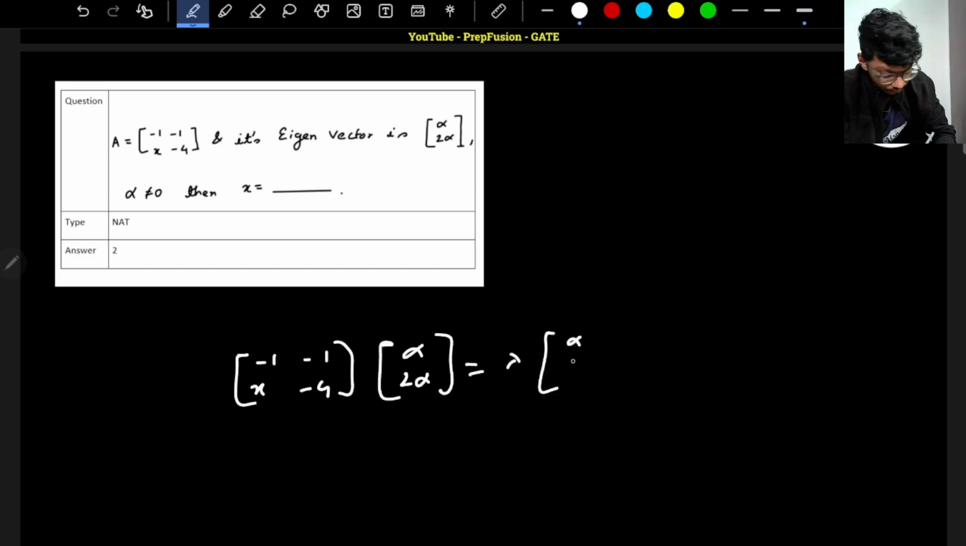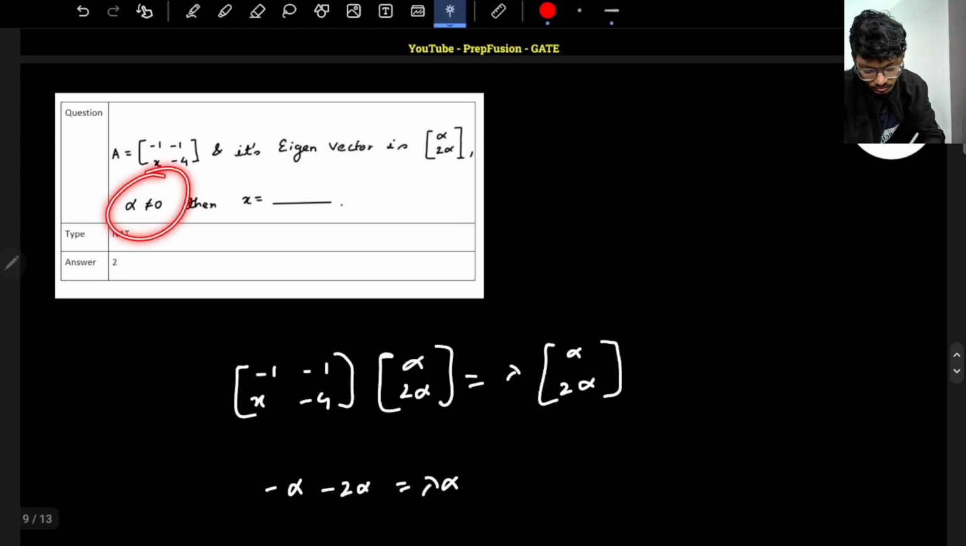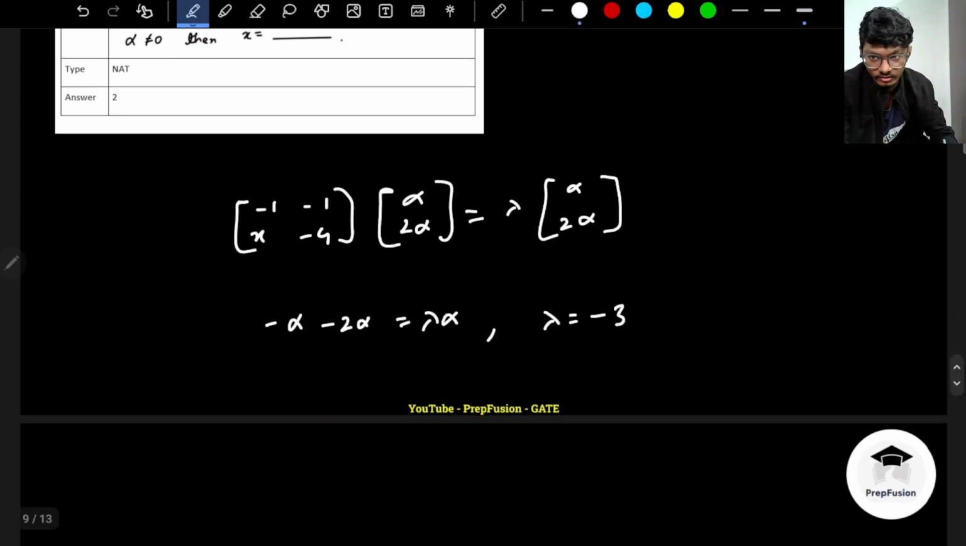Okay, so comparing the first row, first row will be minus 2 alpha equals lambda into alpha. So alpha is a non-zero value, they have given us alpha is a non-zero value, so I can cancel alpha. So lambda will be equal to minus 3. I get the value of lambda.